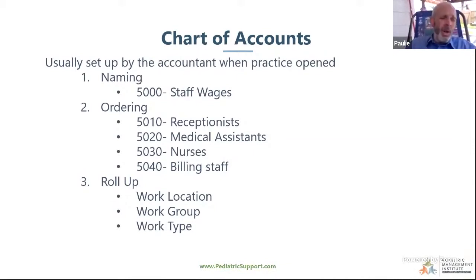Generally, there is a universal series of numbers. So generally speaking, when you have employees, that series of numbers starts with a 5. If you have income, that number starts with a specific prefix. But what we want to be able to see is something further like this. We want to see staff wages, and then we want to see it broken down: receptionists, medical assistants, nursing, billing staff. And this is primarily done in the payroll system.